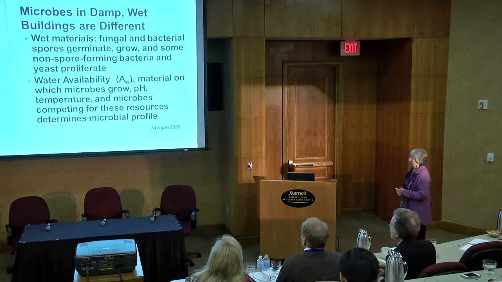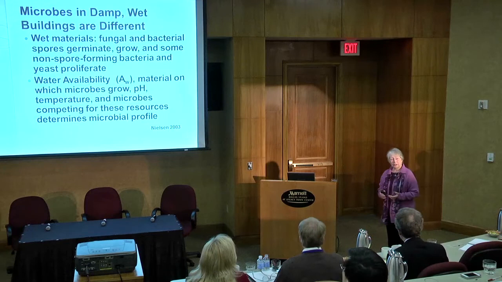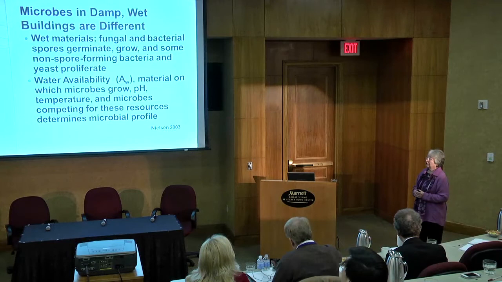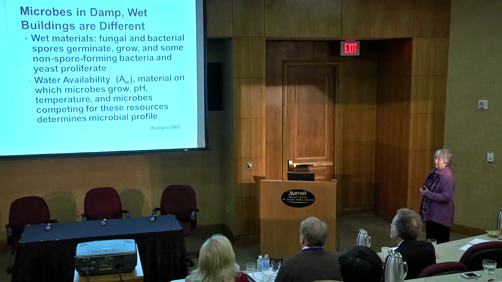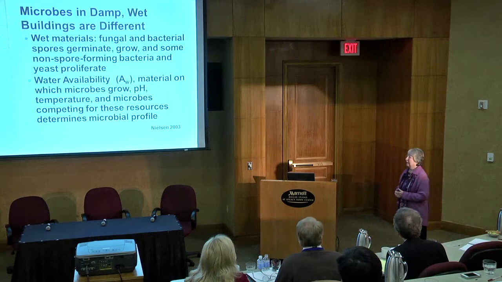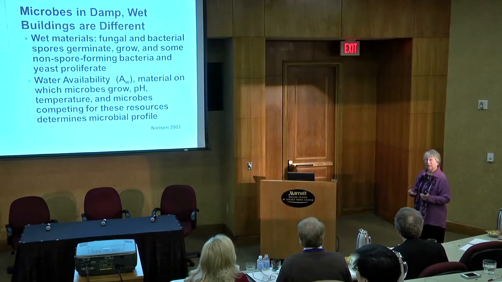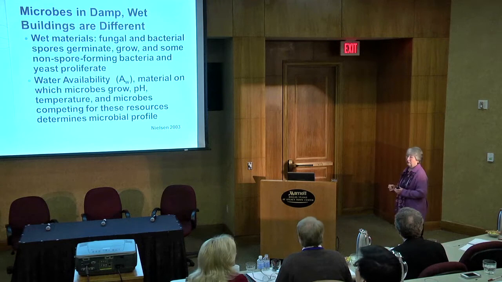So wet materials, as David Strauss mentioned, we tend to build our buildings out of dead plant material, which contains a lot of mold food. And so when those things get sufficiently wet, you have both fungal and bacterial spores that have come in from the outside that now germinate and begin to grow. And then you begin to have proliferation of those microbes. And water availability is the primary thing which results in mold growth.